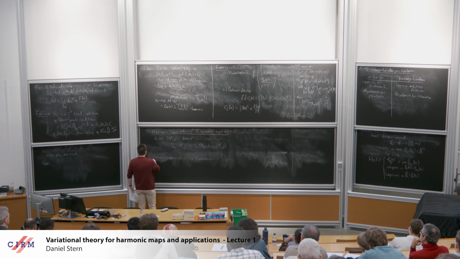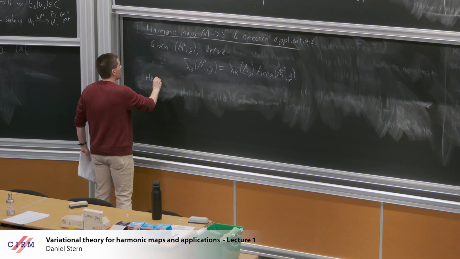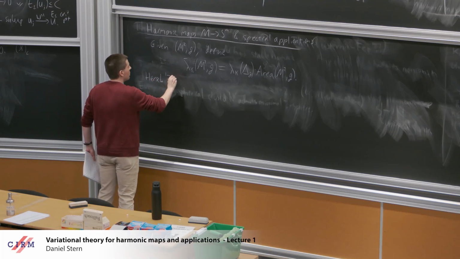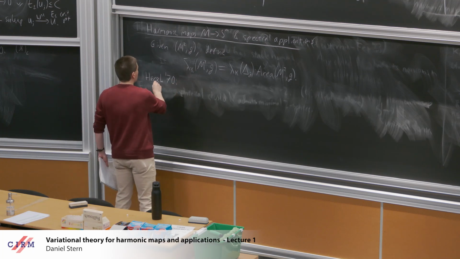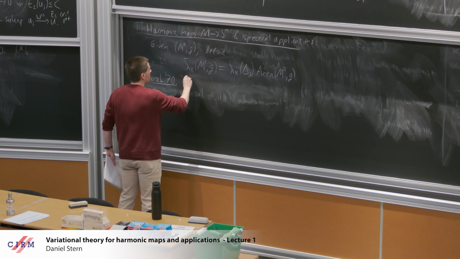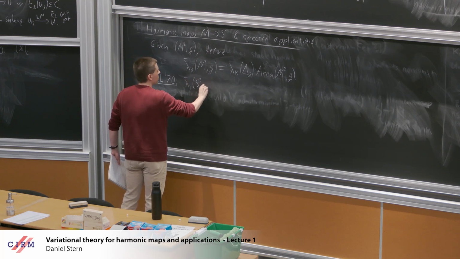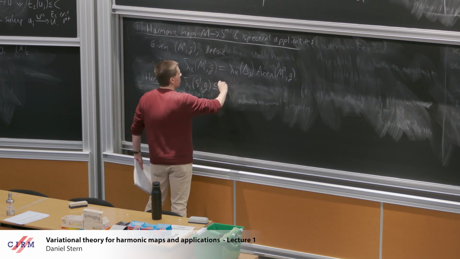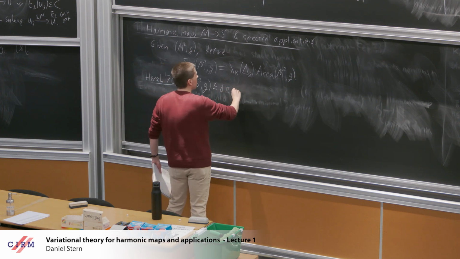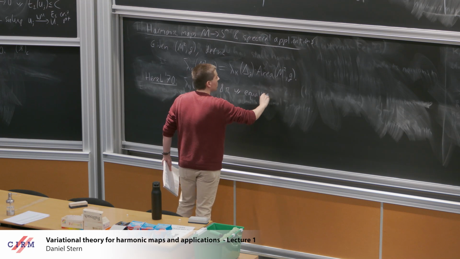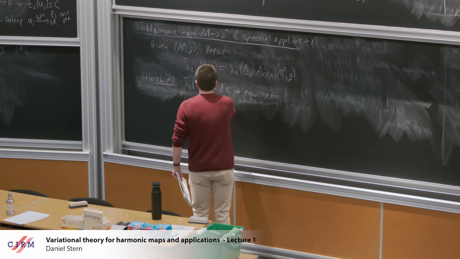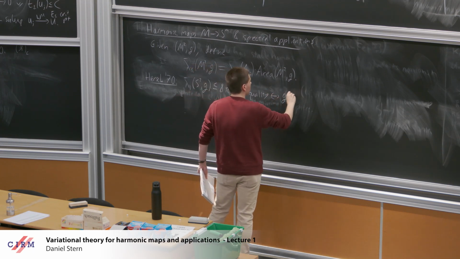Right, so the first big result was Hersch in 70, who observed, by a comparison argument, that lambda 1 bar for any metric on the 2-sphere is bounded above by 8 pi, with equality if and only if that metric is round, right? Constant curvature.